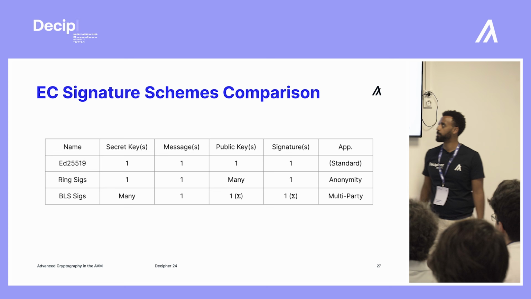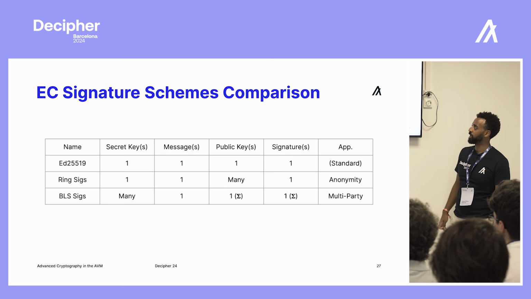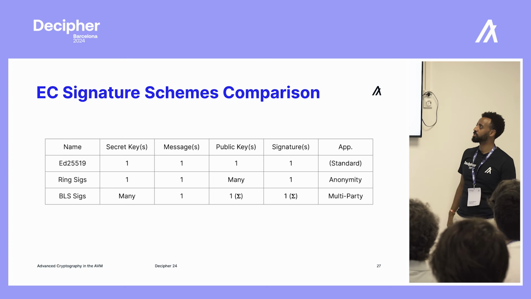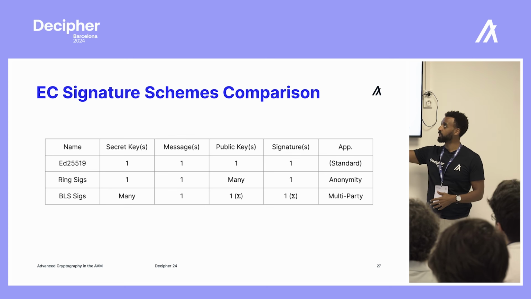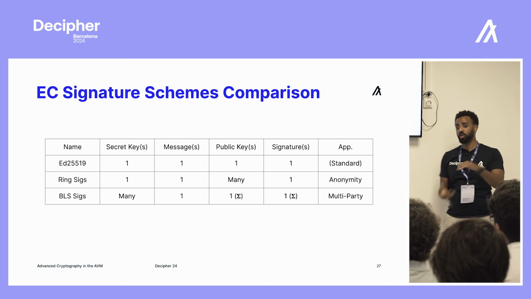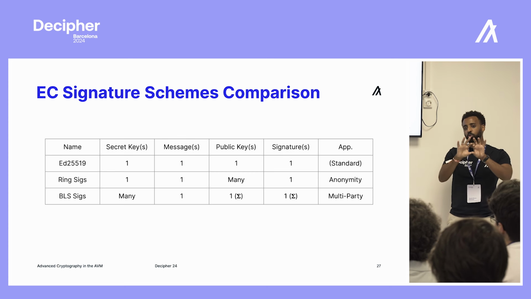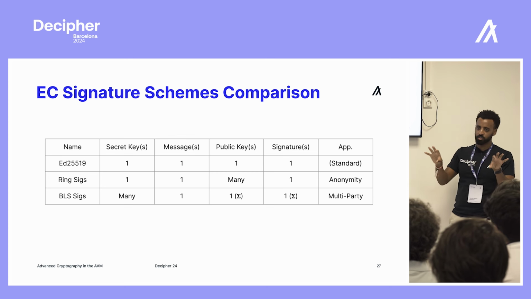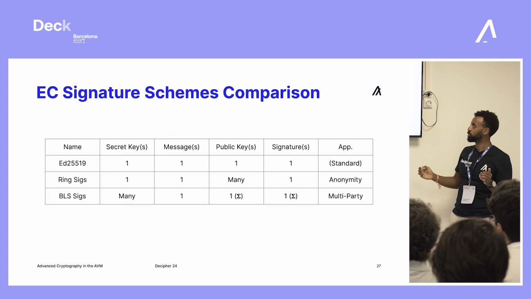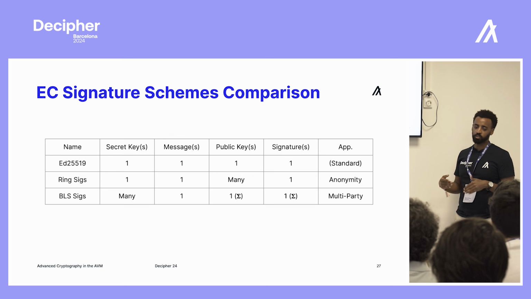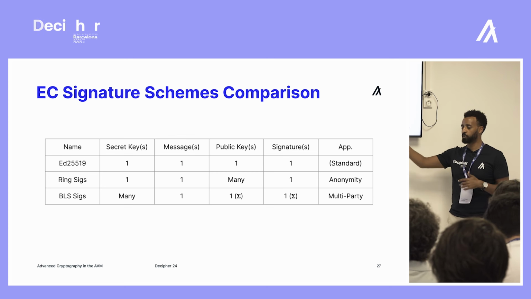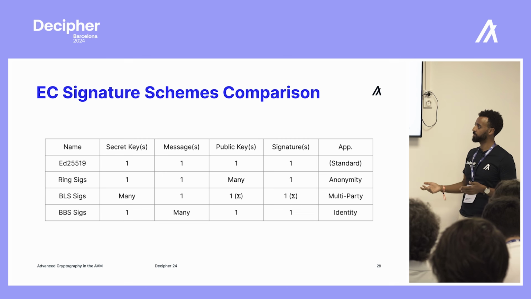Then we have BLS signatures, and typically there you have these multi-party applications. So you have many people, many secret keys. They're signing one message, but what you can do is aggregate their signatures and their public keys into one. So you only do one verification check. That's the same cost, even if there are many or few. You can do this for multi-sigs, but also for something called threshold T out of N signature schemes, and this is simpler to implement than alternatives.